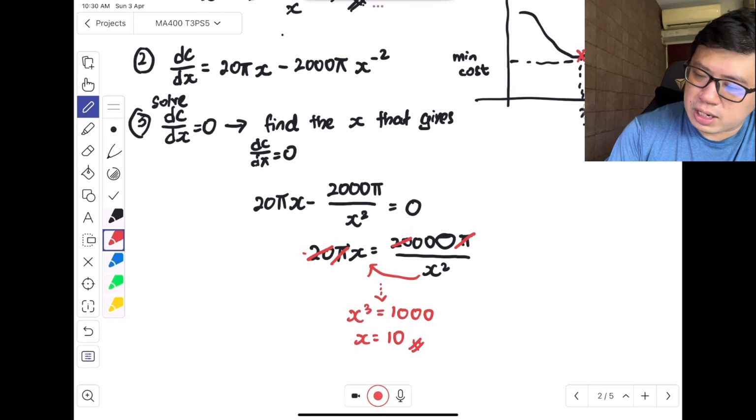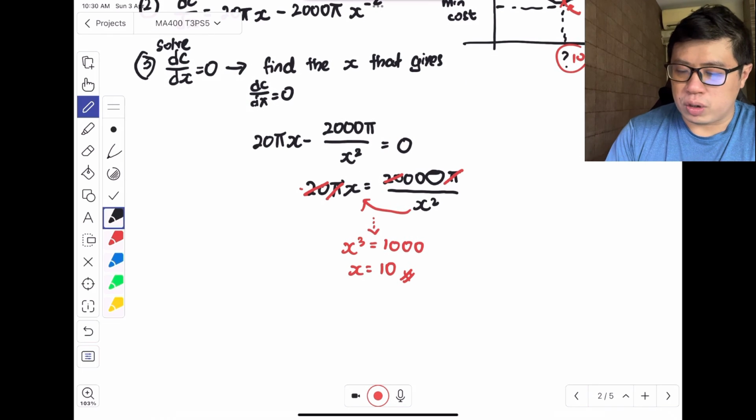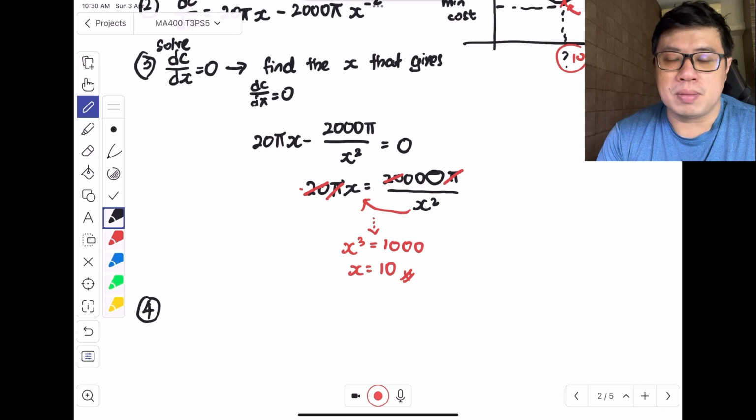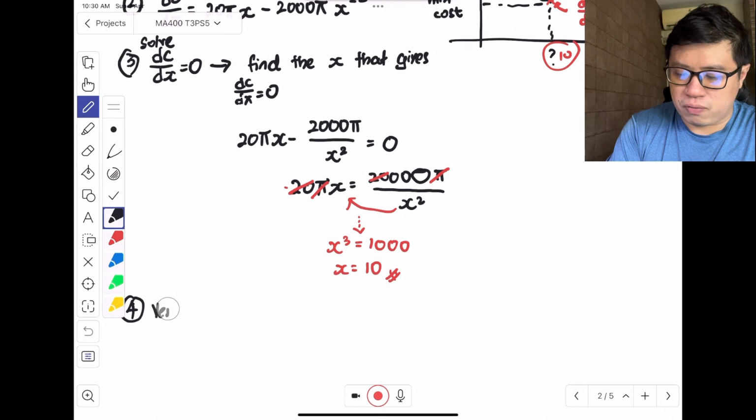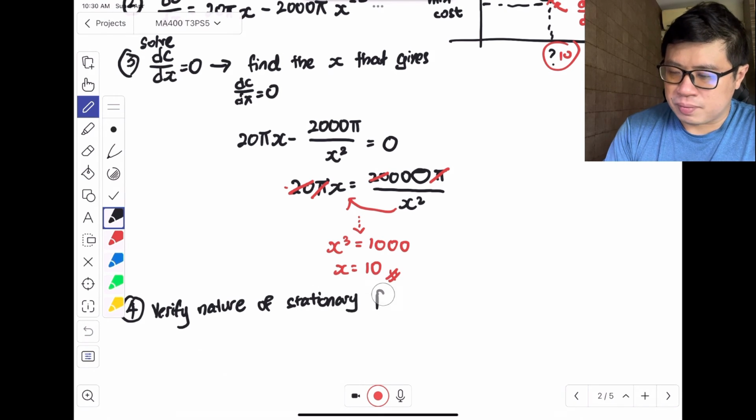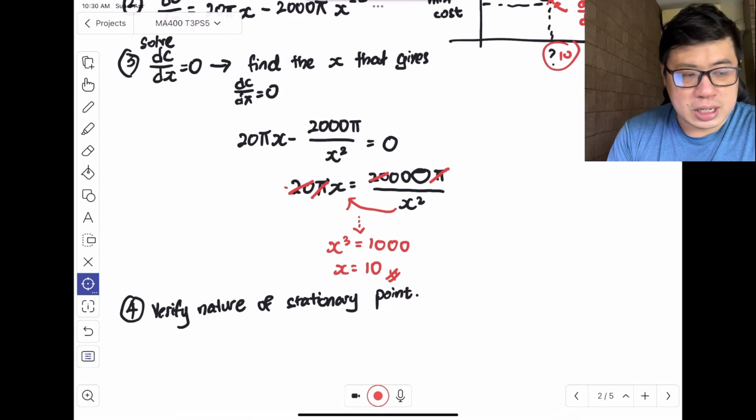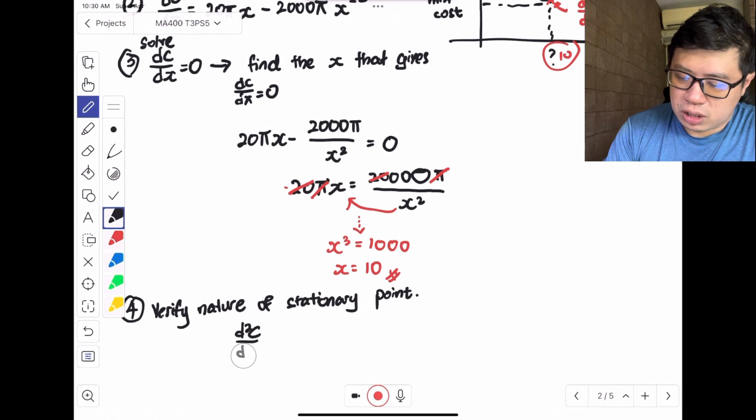So this value here is probably 10, but do take the due diligence. When we find dC/dx equals 0, do not stop there. If you are showing a maximum or minimum, you need to do the second or first derivative test. So step number 4 is to verify the nature of the stationary point. It looks pretty easy to differentiate a second time, so I'm going to find d2C/dx squared.